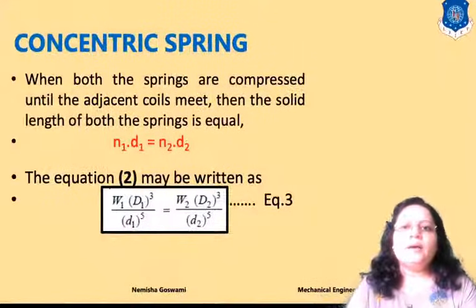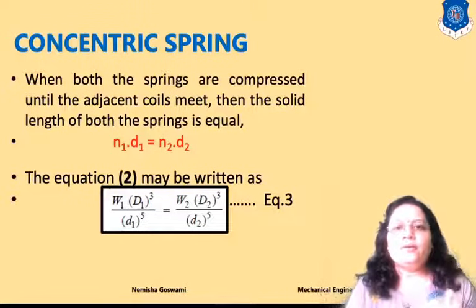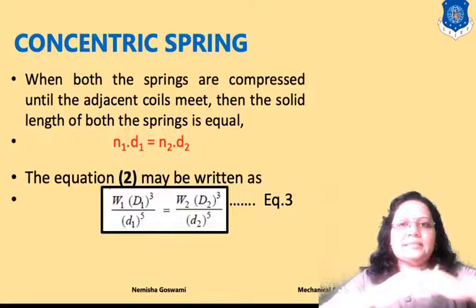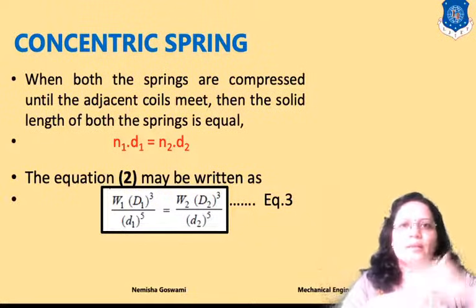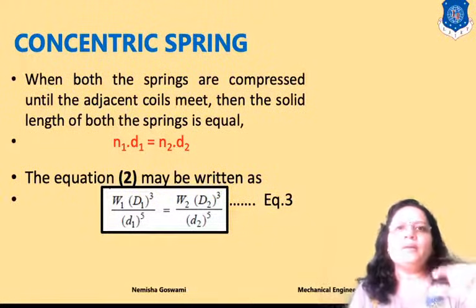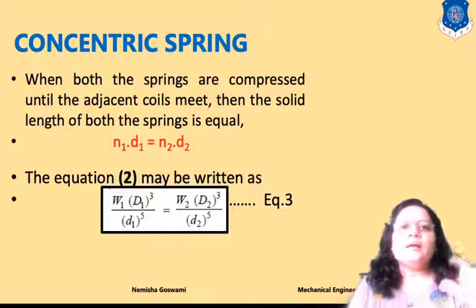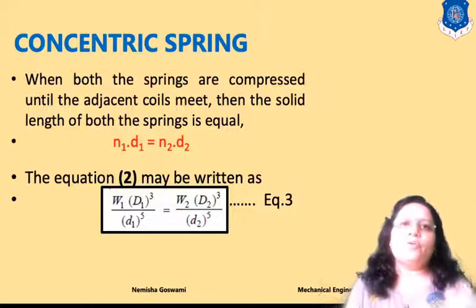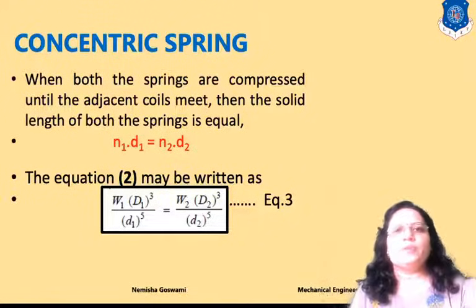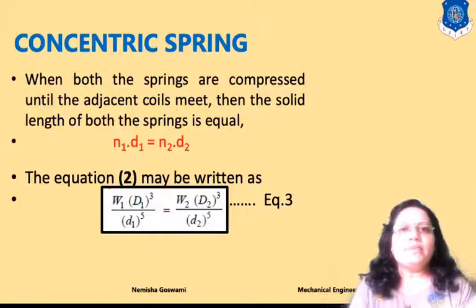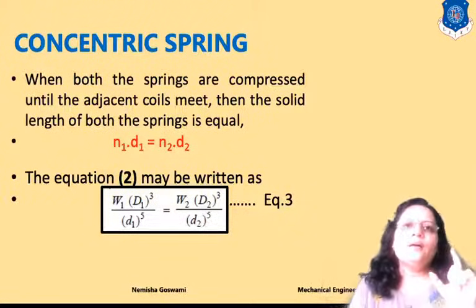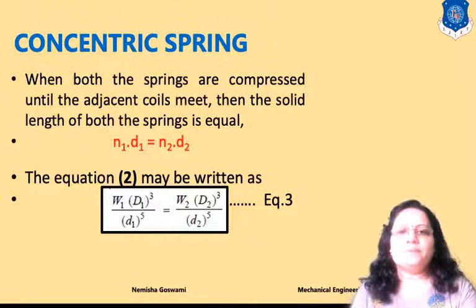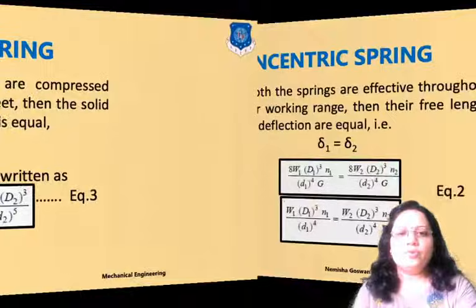Next, we consider the condition that both springs will compress until adjacent coils meet each other. After obtaining this condition, the length of the spring is known as the solid length, right? So solid length is equal to N1 into small d1, is equal to N2 into d2. So N1 d1 is here your solid length.